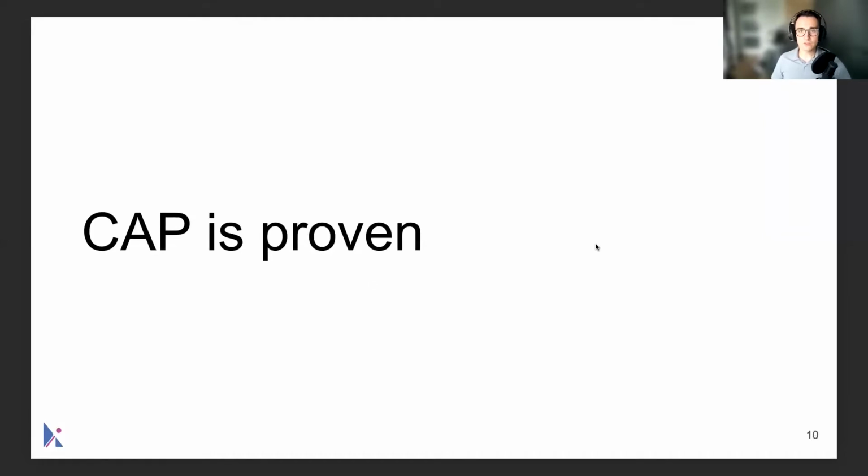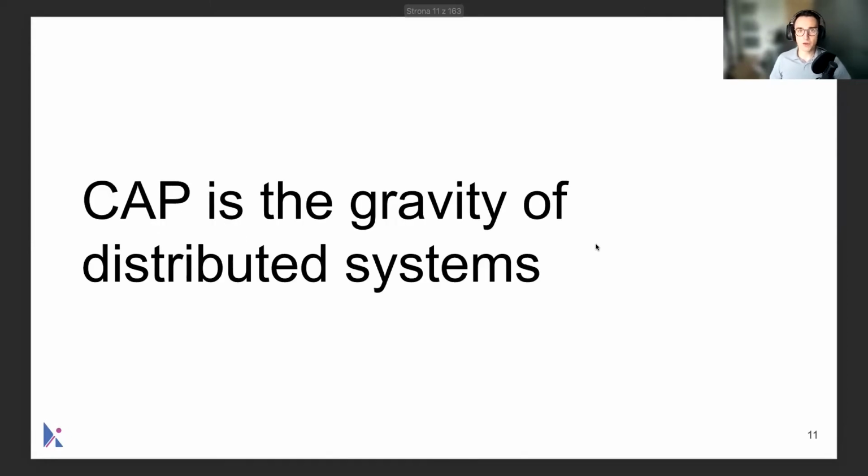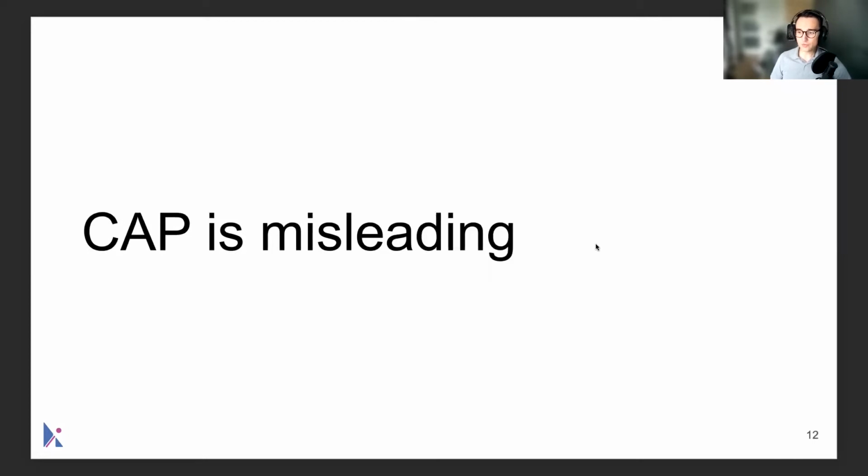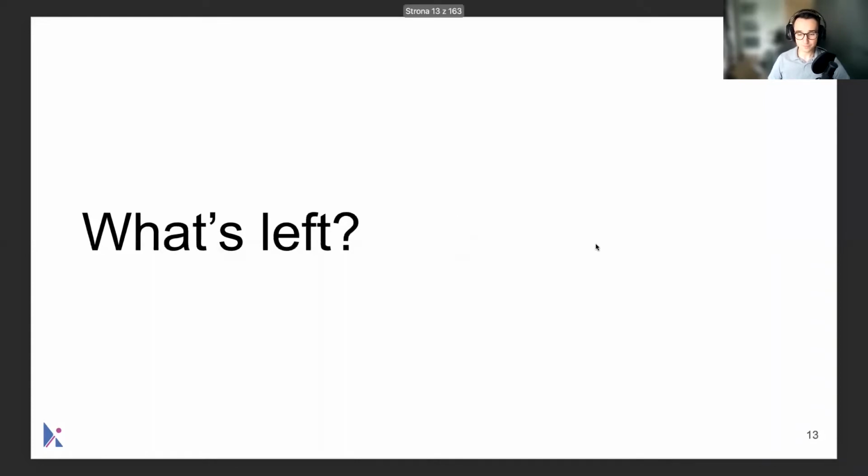CAP is not a random hypothesis that you can find on the internet. It's a proven theorem. We can even think about it as gravity for distributed systems, a law that we have to obey no matter if we like it or not. But the true reason why researchers were talking about the CAP theorem for such a long time was that CAP is also extremely misleading, and we will cover those misleading parts today.